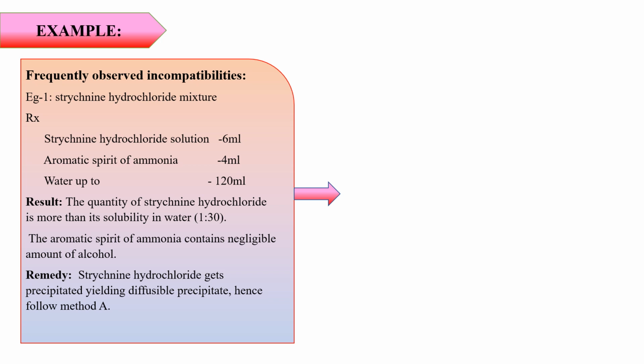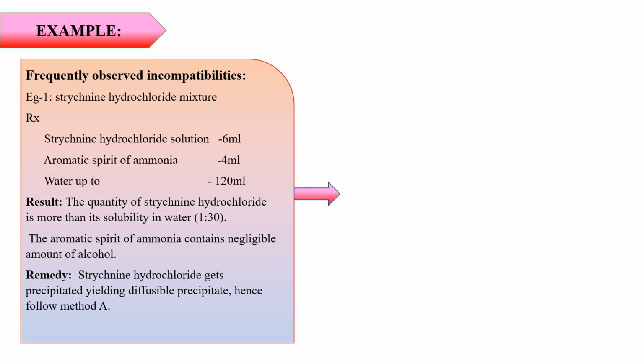Next few slides contain examples of chemical incompatibilities. The first one is strychnine hydrochloride mixture. The prescription contains strychnine hydrochloride solution of quantity 6 ml, aromatic spirit of ammonia of 4 ml, and water up to 120 ml. Result: strychnine hydrochloride is an alkaloidal salt, whereas aromatic spirit of ammonia is an alkaline substance. When they react together, the strychnine gets precipitated because the quantity of strychnine hydrochloride prescribed in the prescription is much more than its solubility. The aromatic spirit of ammonia contains negligible amount of alcohol.